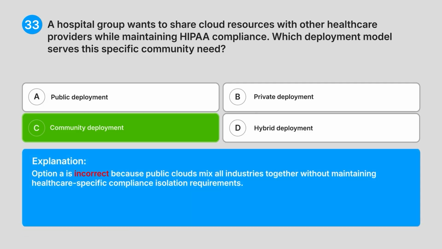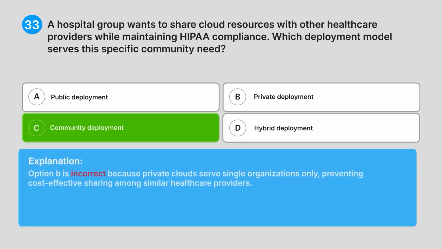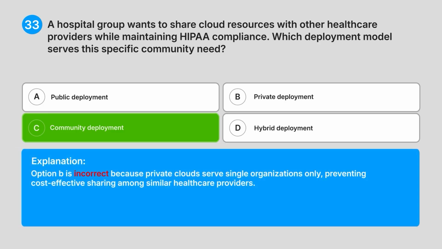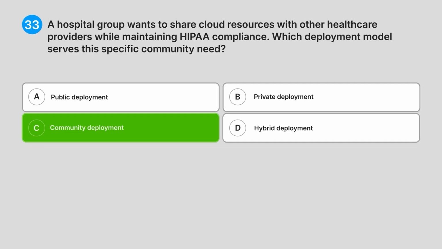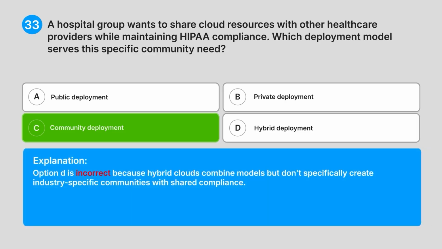Option A is incorrect because public clouds mix all industries together without maintaining healthcare-specific compliance isolation requirements. Option B is incorrect because private clouds serve single organizations only, preventing cost-effective sharing among similar healthcare providers. Option D is incorrect because hybrid clouds combine models but don't specifically create industry-specific communities with shared compliance.